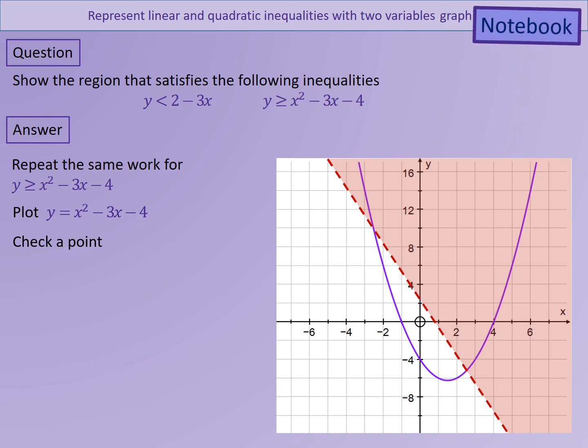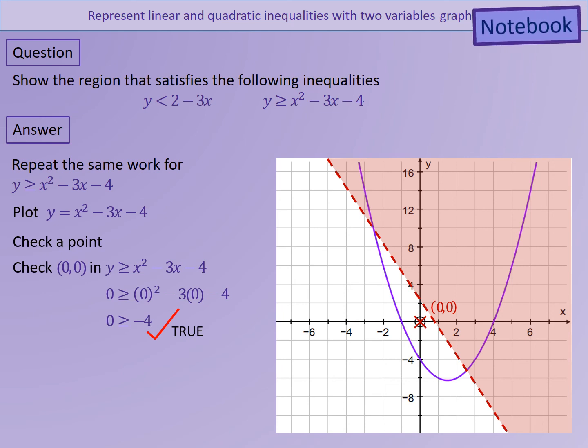But I need to find where y is greater than or equal to x squared minus 3x minus 4. So once again, I'm going to choose a random point. So the point that I'm going to choose is the origin, so at 0, 0, just to illustrate that that's a perfectly acceptable point to choose. And if I put x is 0 and y is 0 into my inequality, I can work through the maths and find that 0 is greater than or equal to minus 4, which is true. So the origin is in the part of the quadratic graph that I need.